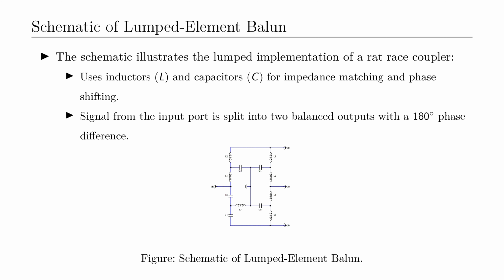The schematic illustrates how the lumped-element balun implements the functionality of a rat race coupler. Inductors, represented by LL, and capacitors, represented by CC, are used for impedance matching and phase shifting. The input signal is split into two balanced outputs, with a phase difference of 180 degrees. This schematic highlights the simplicity and efficiency of using lumped components for this purpose.